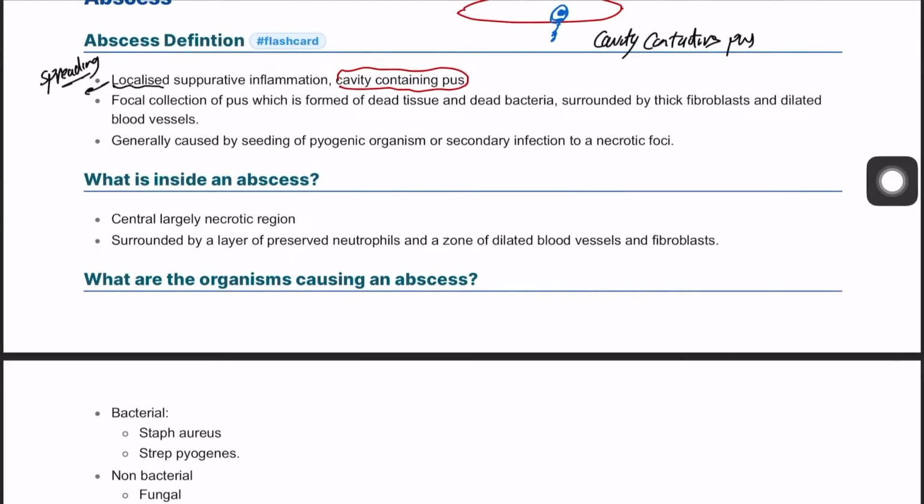Usually you have inside an abscess a central necrotic region, which contains the pus or the dead tissue. The pus is usually formed of dead tissue and also dead cells or dead bacteria. It will also be surrounded by a layer of neutrophils and polymorphonuclear leukocytes, and also dilated blood vessels and fibroblasts on the outside as well.